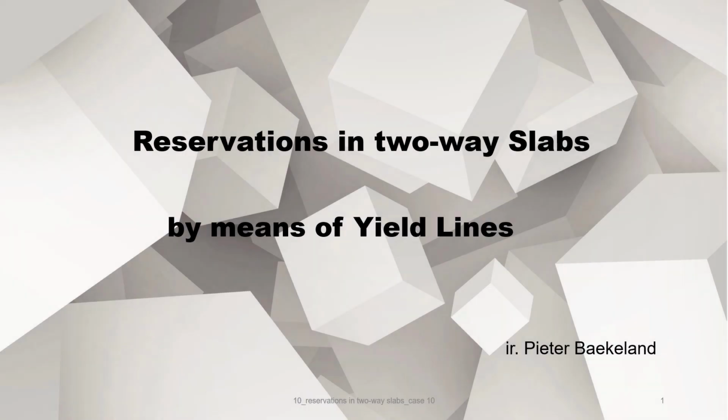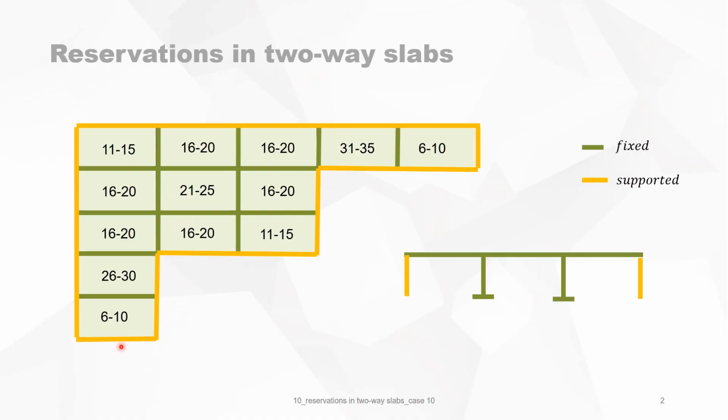Reservations in two-way slabs by means of yield lines. Consider a slab when one side has a fixed end and the others are simply supported. And we will handle in this video case 10 of this element. The orange color means simply supported. The green color means continuous slab or fixed into a wall.